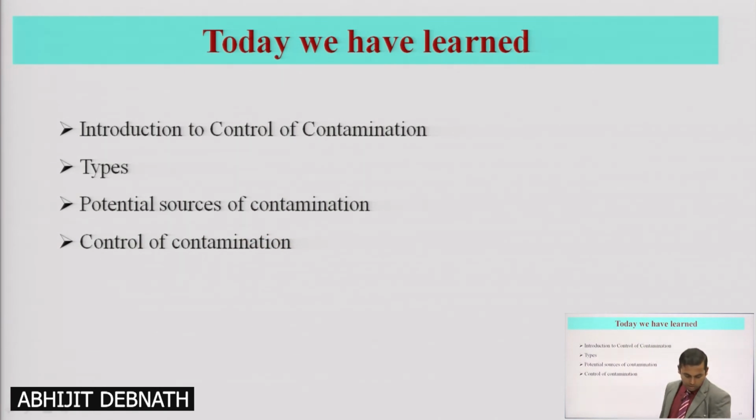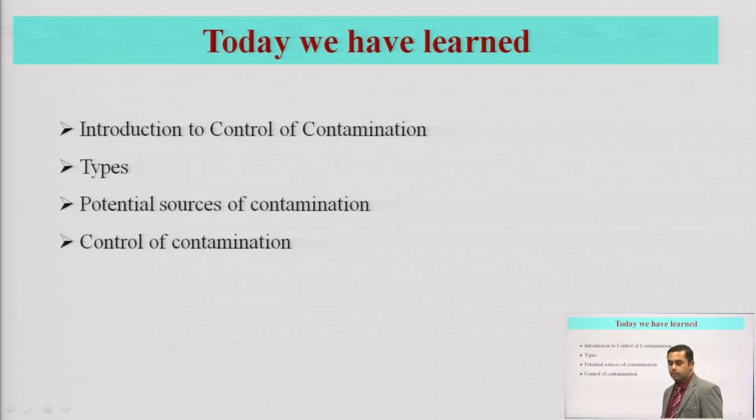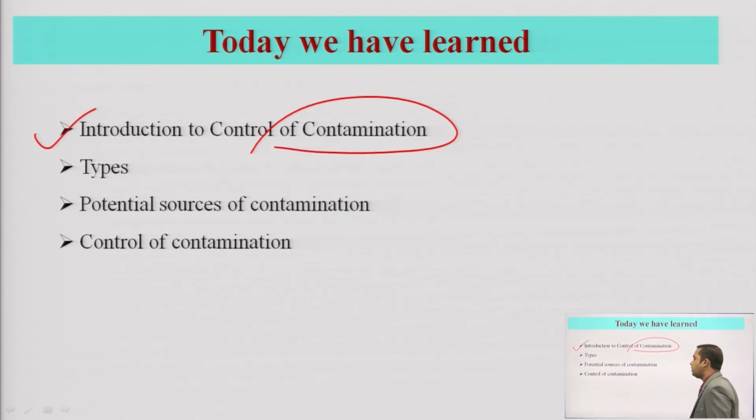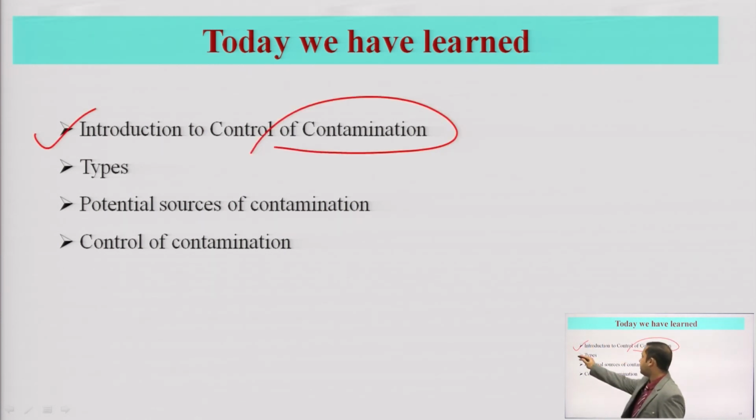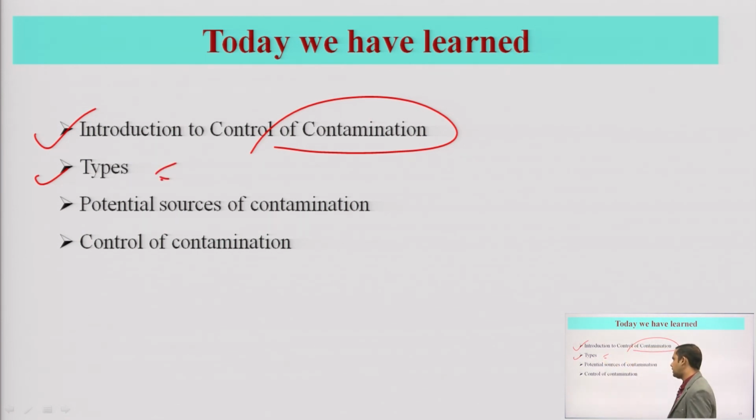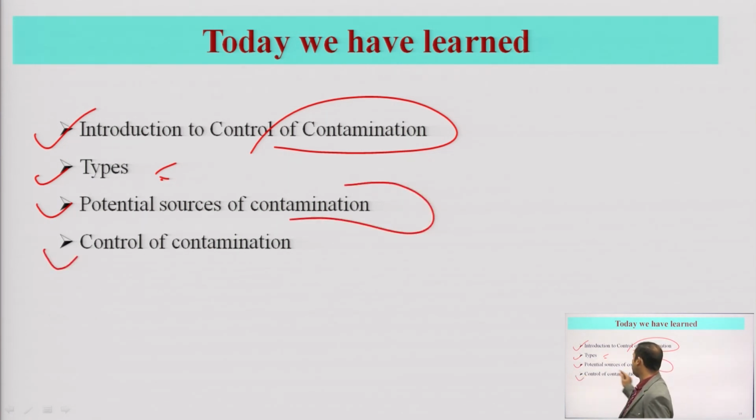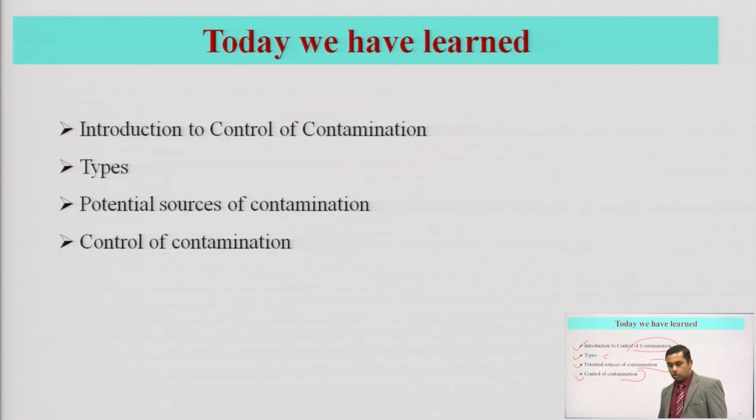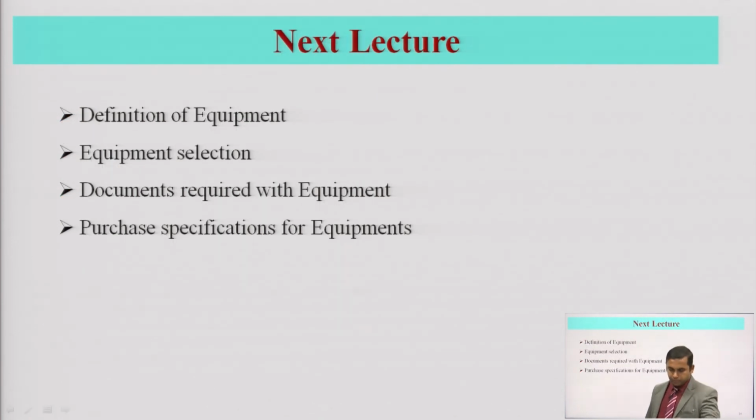In today's lecture we have learned the introduction to control of contamination. You have seen the various types: personal, biological and physical. You also have seen the potential sources of contamination, and how you can control contamination. That is it from my side for today. In the next lecture I will be telling you about equipment.